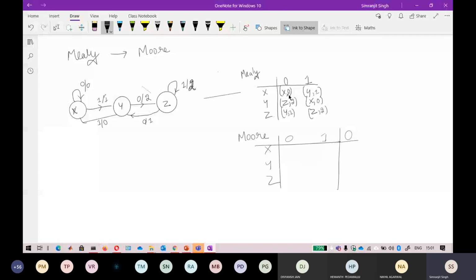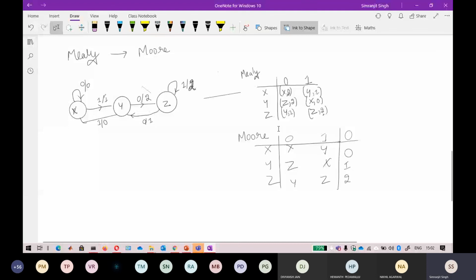If you see, X has output of 0, so place 0 here. Y has output of 1, so place that here, and Z has output of 2, so just place it here. In a similar way, you don't have to do anything else, just write the transition table as it is. So I think you got your equivalent transition table from Mealy to Moore machine.